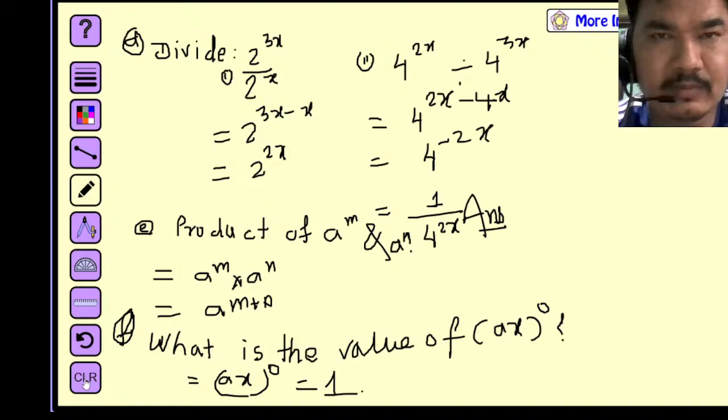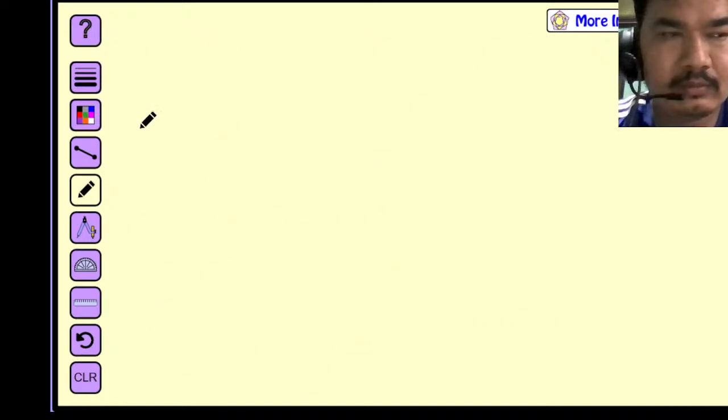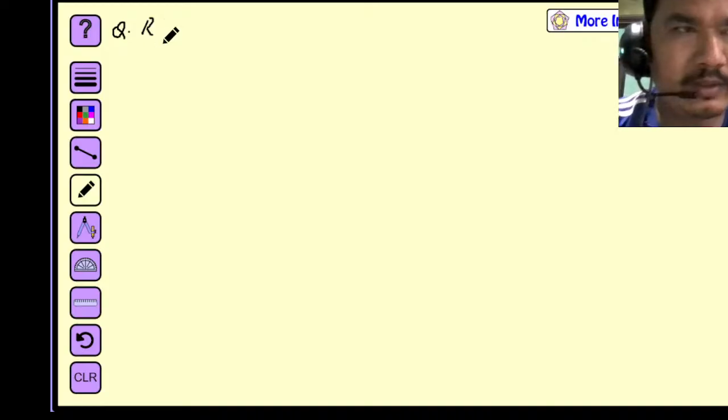I'm clearing this one. The question is given there: rewrite without using radical symbol, okay.